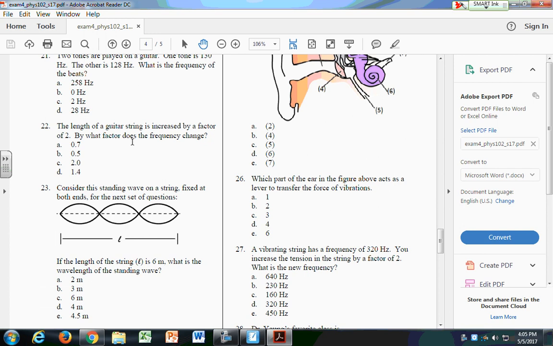Oh, this one, the length of a guitar string? Is that the one you mean, William? So we start with the equation here for frequency. If I'm increasing the length by a factor of 2, that means I get a factor of 2 here. Because it's in the denominator, I get a factor of a half. So if the length increases by 2, the frequency is going to change by a factor of a half, 0.5. Okay?